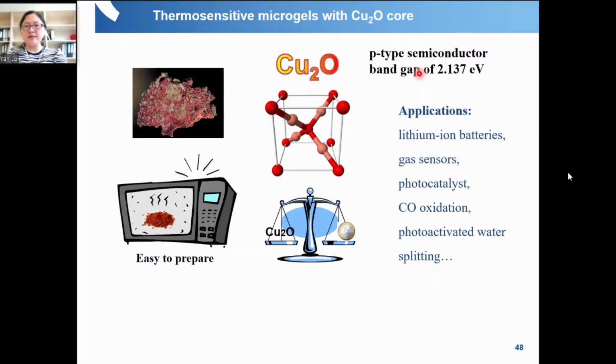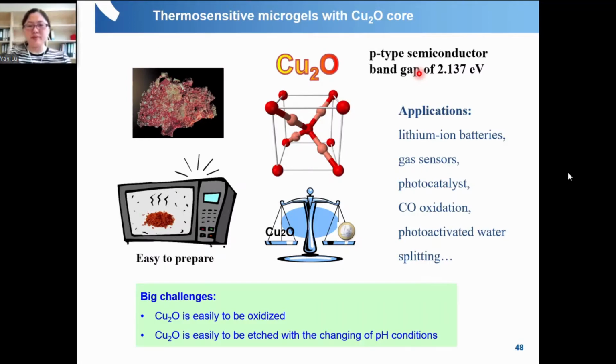The advantage of cuprous oxide is that it is very easy to synthesize, and also a very cheap material. But the disadvantage, or the big challenge if you want to do surface modification of this nanoparticle, is that the copper is Cu 1+. So it's very easily oxidized to copper oxide, to 2+. And also they are sensitive to pH. So cuprous oxide is very easily etched if you change the pH condition of your reaction solutions.